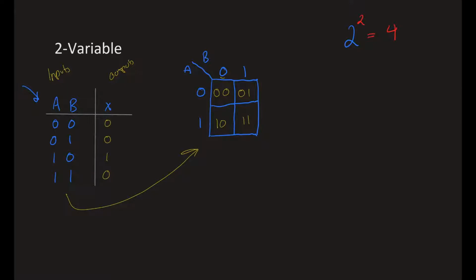And so to fill this out, all we have to do is put a 1 wherever there's a 1 in the truth table. For K-maps, we don't write the 0. If it's blank, we assume it's 0. Notice in this truth table, the only place that's a 1 is at 1, 0. So I need to go to 1, 0, and put a 1. That's it. That's all there is to it.